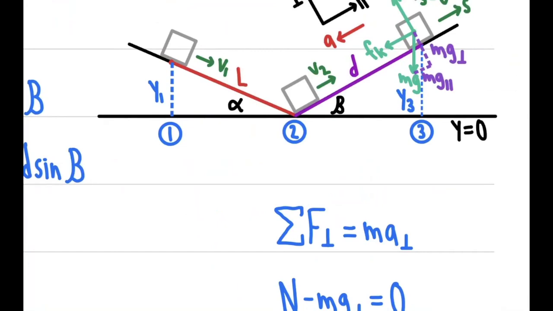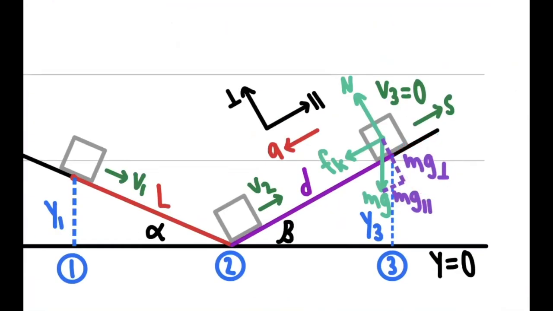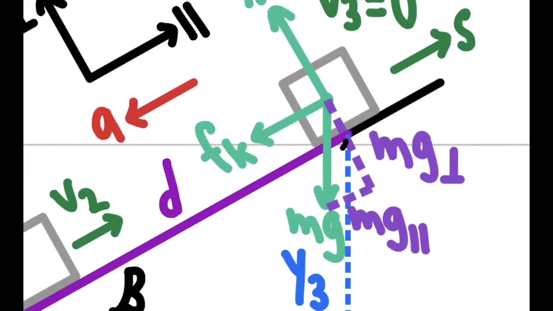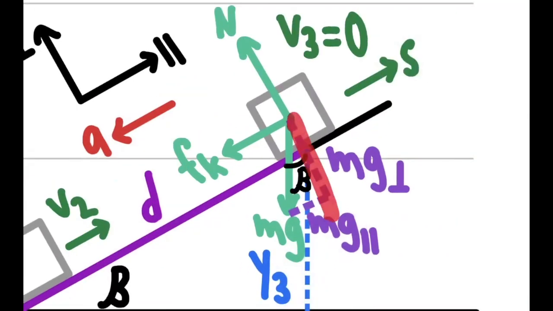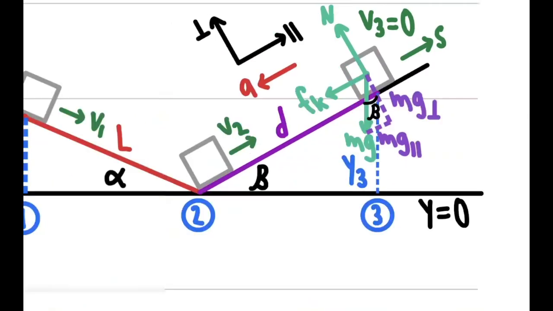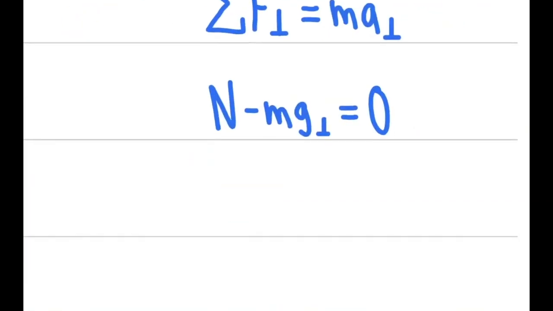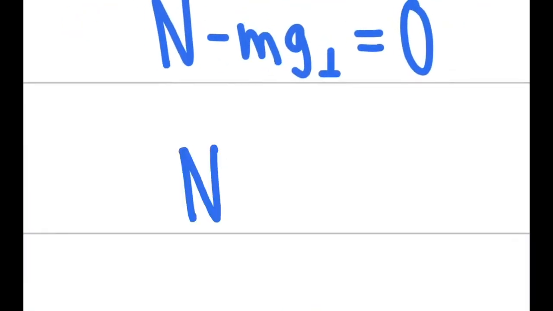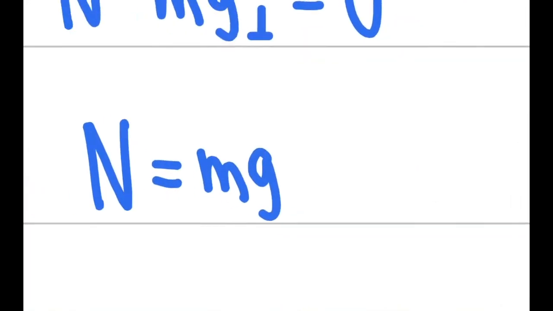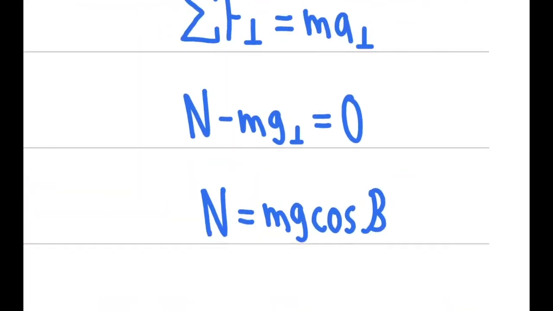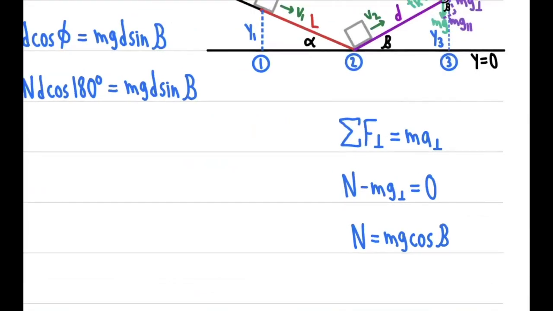mg perpendicular is what? mg cosine beta. Yes, because cos keeps it close. Who told you that? I learned it from a very wise person. So if you want to just know the angles, this is beta right here. And since mg perpendicular is adjacent to that angle, mg perpendicular is mg cosine beta. All right, so if I add mg perpendicular to both sides, you'll get n equals mg cosine beta. You could have looked at it and known that, but I just want to verify it.